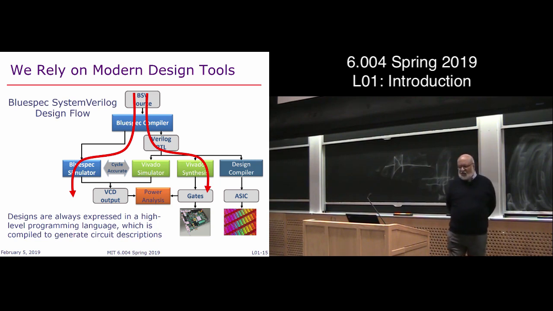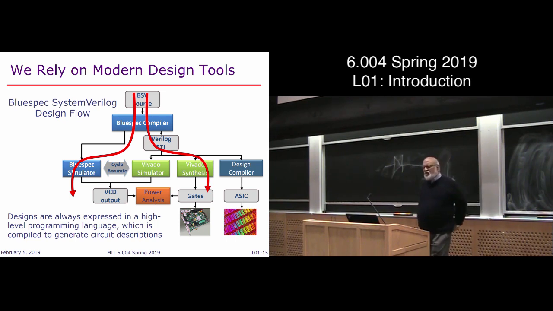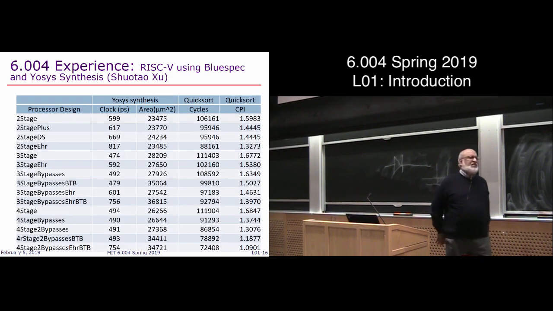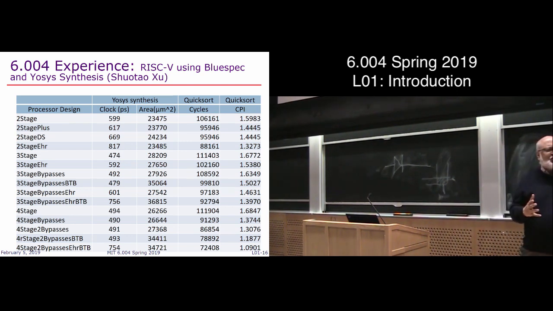So designs are always expressed in a high-level programming language, which is compiled to generate circuit descriptions. In other words, even though we are talking of billions of gates, you'll never be thinking like that. Those gates are always going to be generated from some high-level description in an automated way, and it's a very important part of this class to understand how that happens. What is the correspondence between the code you write and the gates that will come out of it? And this is the finale. This is the best part of this course.